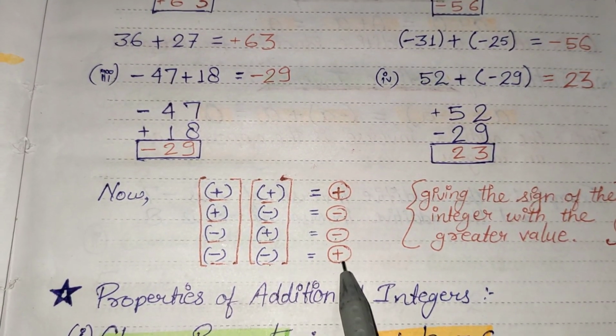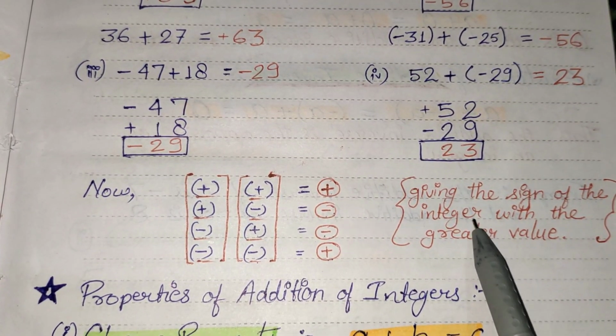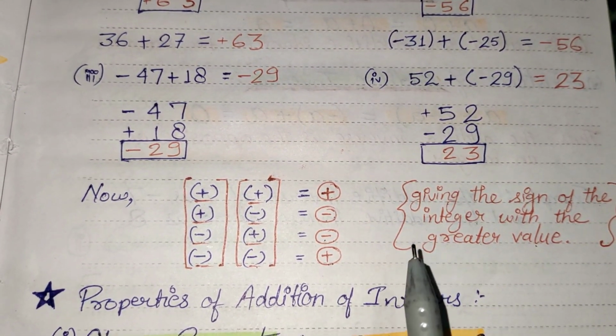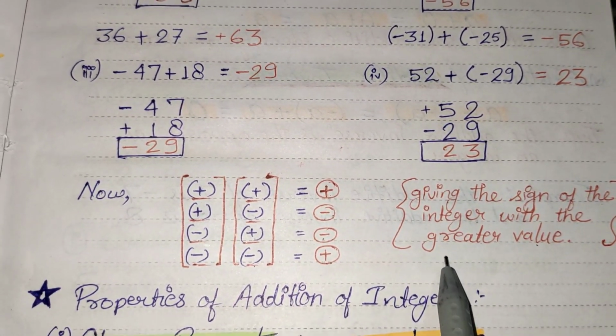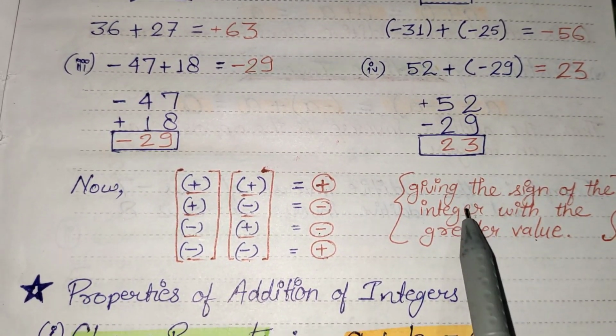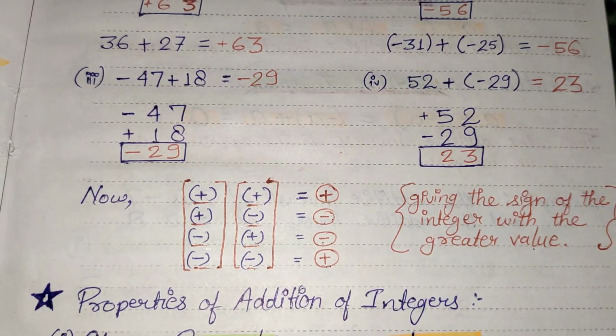Now we give the sign of the integer with the greater value, it means the sign which the greater number has, we will put that sign in the result.